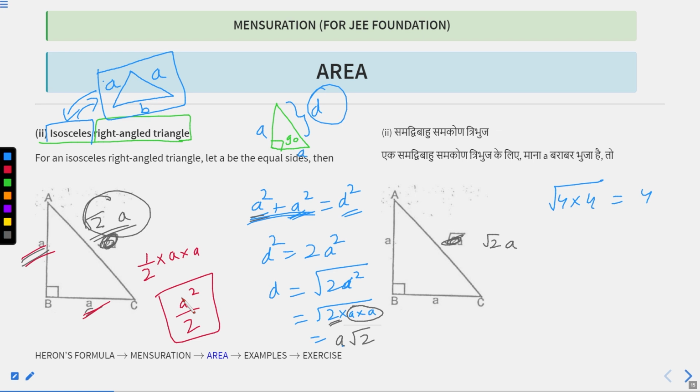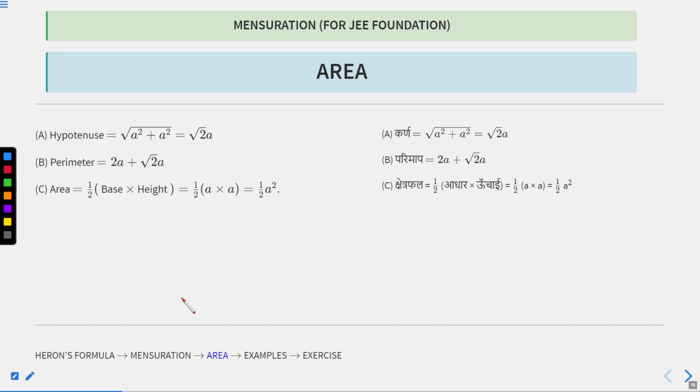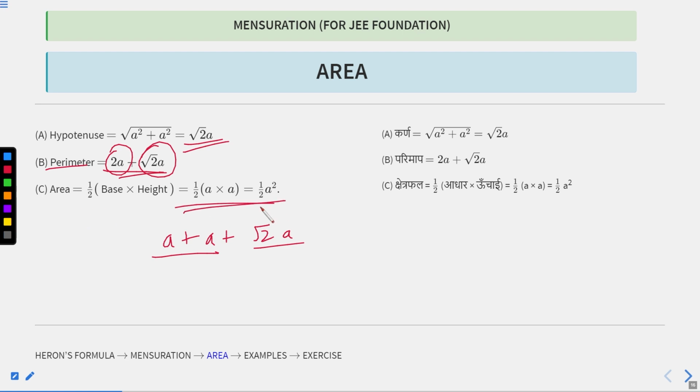Okay, so let's move on. So this was our hypotenuse, and the perimeter is the same, a plus root 2a, because perimeter is the total length covered by its boundary. So a plus a means 2a. Now root 2a remains alone. So the area, I have already evaluated in the previous slides, is half a square.